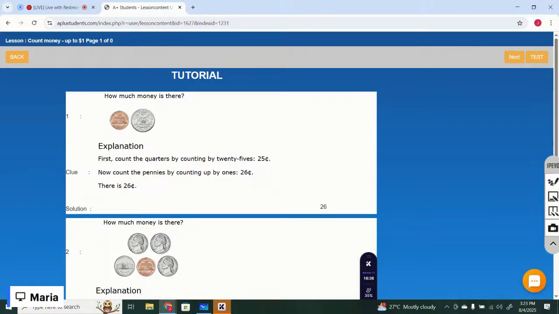How much money is there? Count the quarters by counting 25. This is 1 cent, right? So 25 plus 1 is 26 cents. So the correct option is 26 cents.